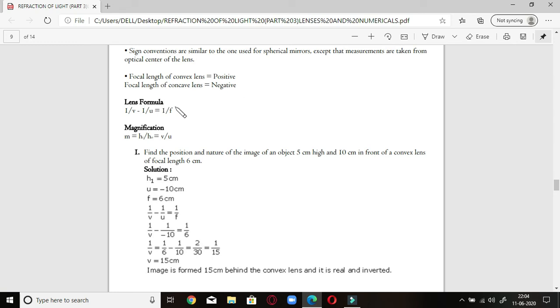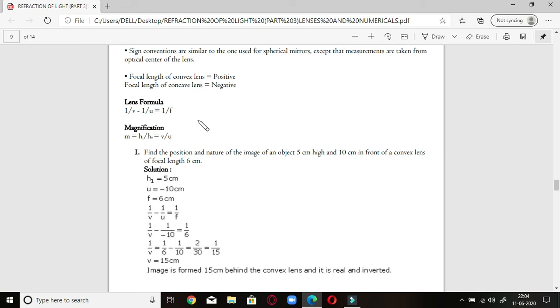Now the lens formula we are using here is different from spherical mirrors. Here it is 1/v minus 1/u is equal to 1/f. Magnification m will be hi upon ho is equal to v upon u. So keep in mind the lens formula as well as magnification so as to solve numericals. Let us see some of the numericals based on it.